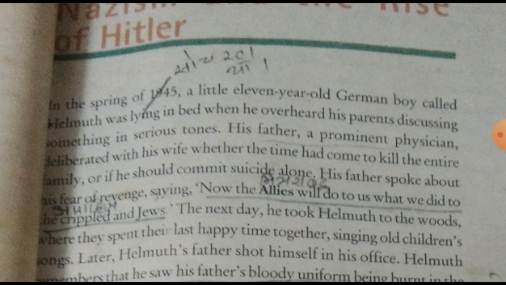Although Helmut may not have realized all that it meant, his father had been a supporter of Adolf Hitler. So Helmut's father, who shot himself, was a supporter of Hitler, means belonging to the Nazi party, and the Nazi party treated other people badly.